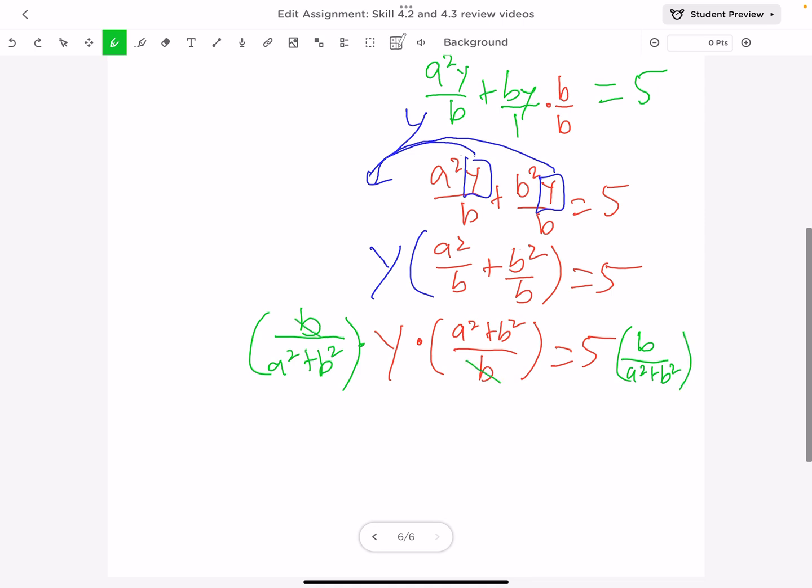So let's take the left side. This is just going to cancel. The b's cancel. A squared plus b squared cancels with a squared plus b squared. And I'm left entirely with y on the left. Now on the right, one thing to remember is this is 5 over 1. So I would do 5 times b, and that's my numerator, 5b, over 1 times a squared plus b squared, which is just a squared plus b squared. And so now I've actually given you the y. You can then use this y to plug it back in and see if you can solve for x.